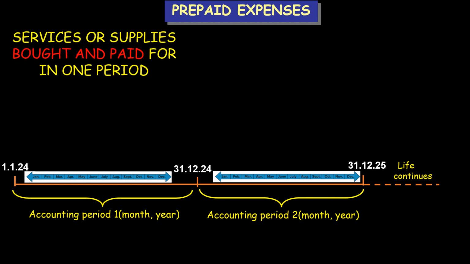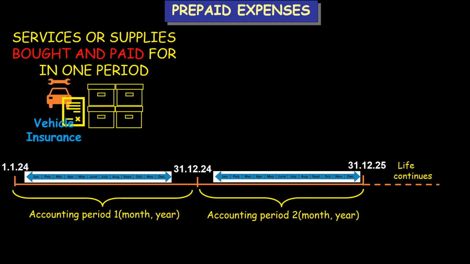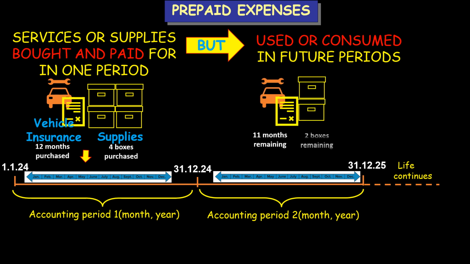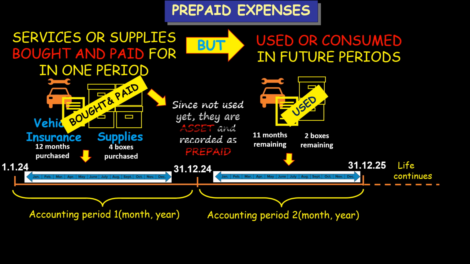So what's a prepaid? A prepaid is a service or supplies bought and paid for in one period. So you can see that vehicle insurance and supplies are purchased in period 1, say January, but they will be used or consumed in a future period, say February. So just as a reminder, they are bought and paid for in one period but consumed or used in another period.